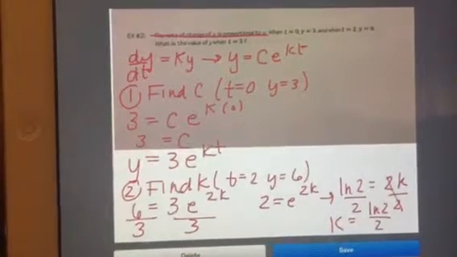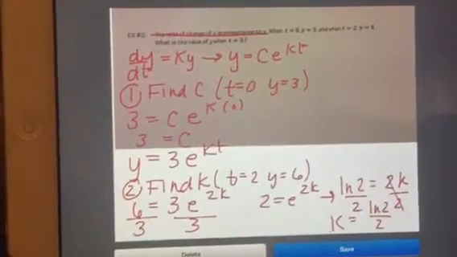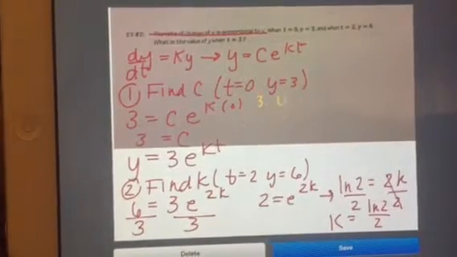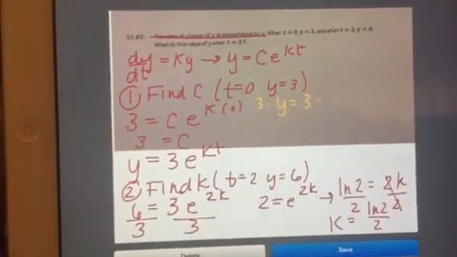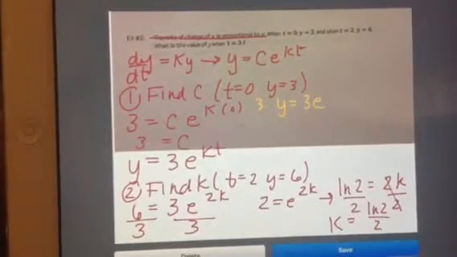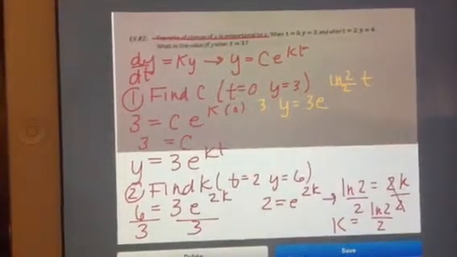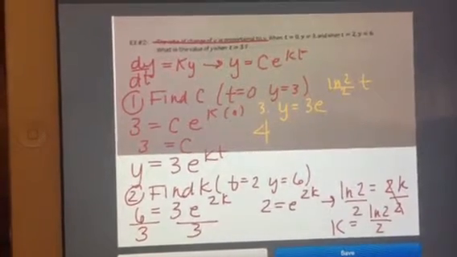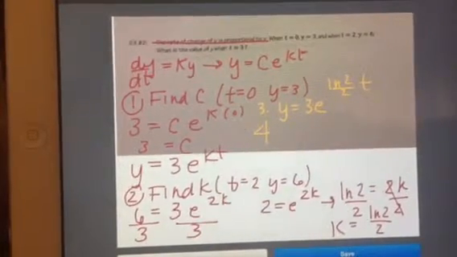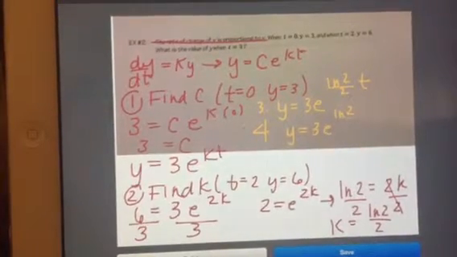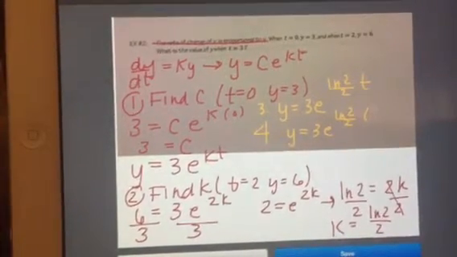I'm starting to run out of space, so I'm going to change the color so you can follow along with the steps. Step 3 is to set up our model. So y is equal to 3e, k is ln of 2 over 2 times t. And our last step is to find the value of y when t is 3. So y is equal to 3e to the ln of 2 divided by 2 times 3.